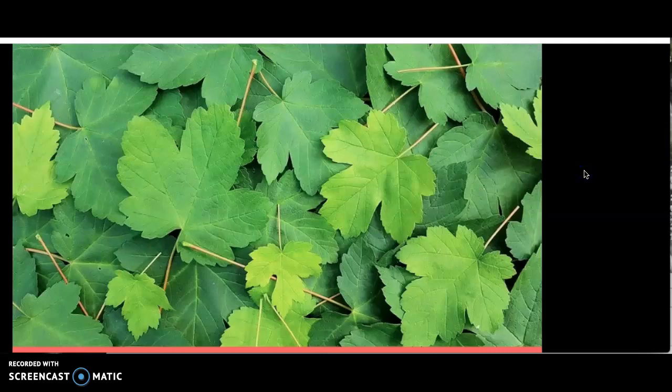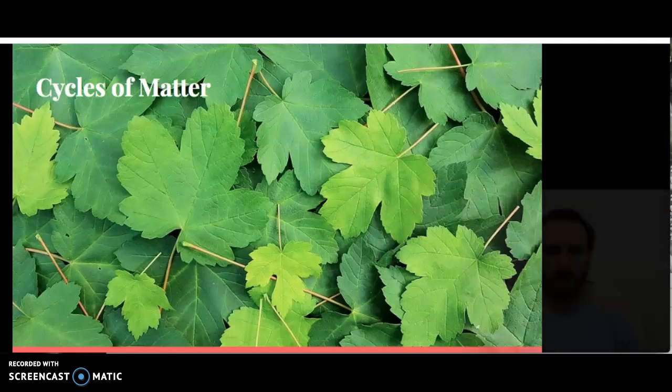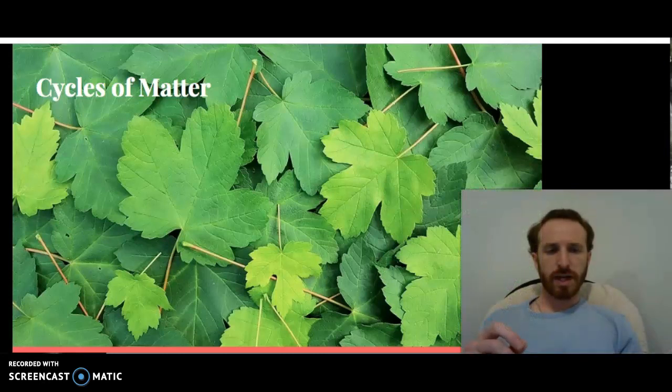So we just looked at energy. Now we're going to look at matter, because matter and energy are different. Energy is gathered from the sun and converted into food. Matter is the chemicals we are all made up of, okay? And matter cannot be created or destroyed. Energy essentially gets used up. Matter does not, and so matter cycles.